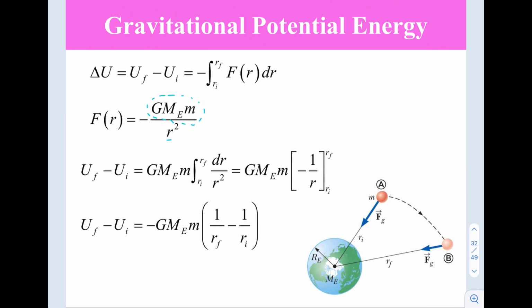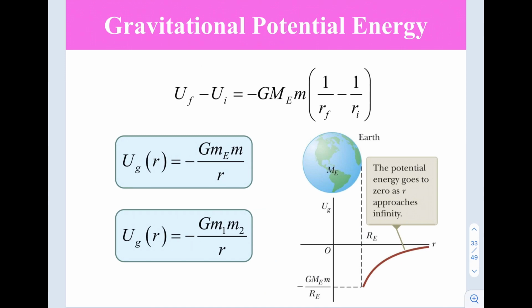Still, at this location the object is experiencing Fg towards the center of the Earth. So the change in potential energy due to the change in position just now is equivalent to this. In conclusion, in general, the potential energy due to the gravity of the Earth is equivalent to negative G, mass of the Earth, mass of the object, over r.